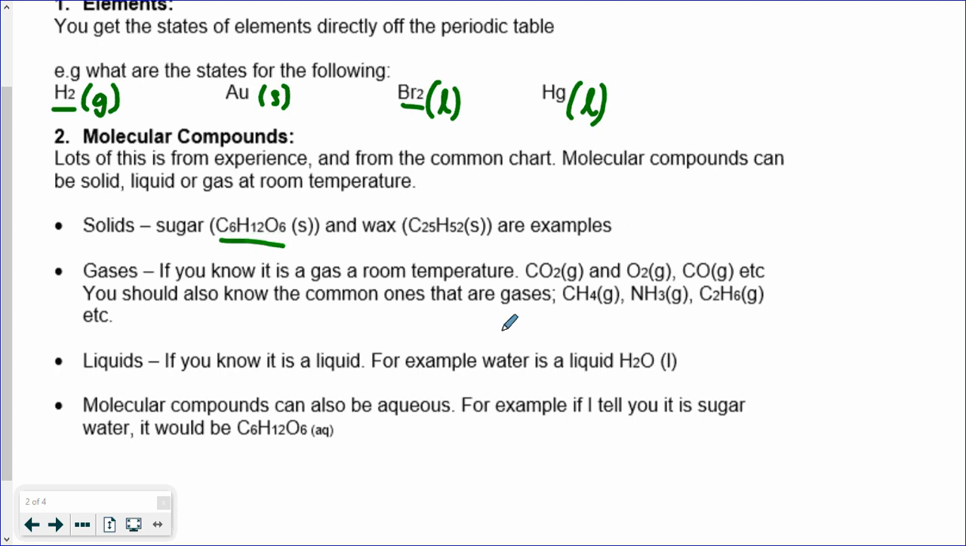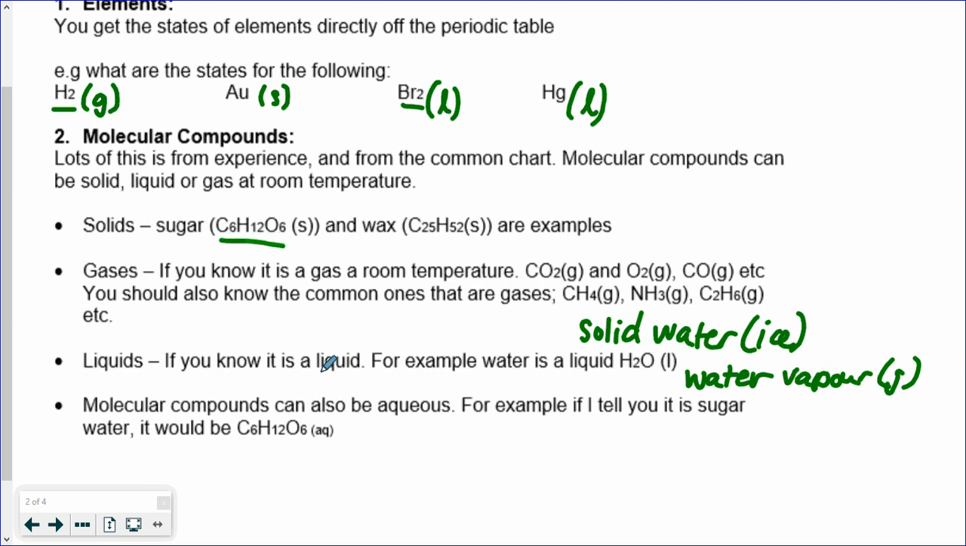And liquids, you know if it's a liquid. If we ever just say water, we're talking about liquid water. We know we can get to water that's ice and water that's a vapor, but we would tell you something like that. If it was solid water, that's ice. Or if we wanted to talk about water as a gas, we would call it water vapor.